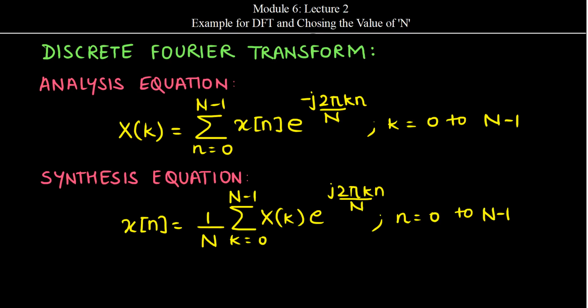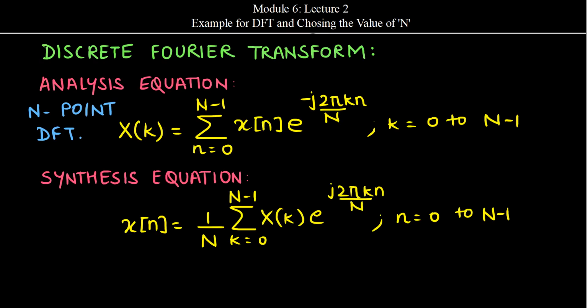Now if we observe the range of this n and k, we observe that the total number of points that are available in this X of k are N, and therefore this X of k is referred to as the N point DFT of x of n. So this X of k is referred to as N point DFT.